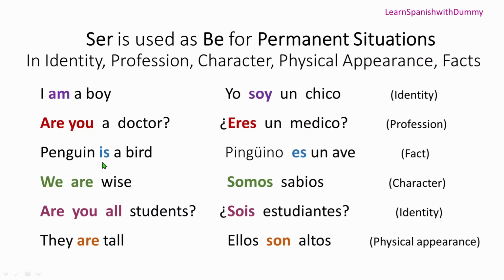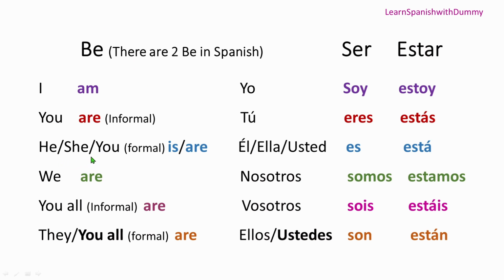Third, penguin is a bird. Now it's a fact, right? So here in place of is, we will use the ser form. So penguino es un ave. Penguino es un ave. Es, where did it come from? The third person conjugation of the verb ser. That's for he, she, you, and any person or thing like penguin. Él, ella, usted es. For the ser verb, es is.